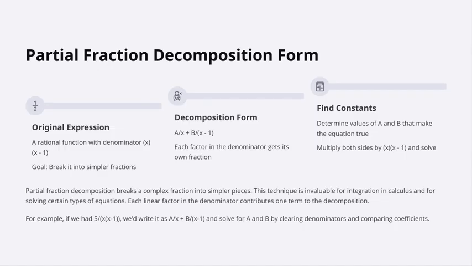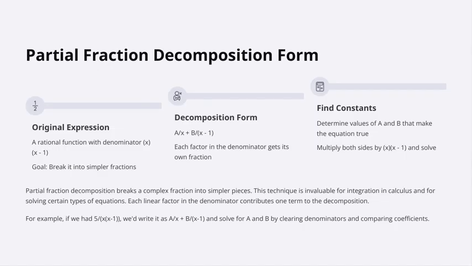This process is called partial fraction decomposition, and it's really useful because it simplifies many problems, especially when we're integrating functions in calculus or solving certain equations. The key idea is that each linear factor in the denominator contributes one term to the decomposition. So, for each factor, we assign a constant numerator, like a or b, and then find those constants.